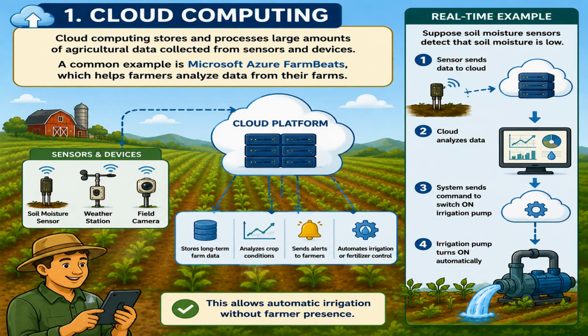Now here on the right side you can see a real-time example where a soil moisture sensor first detects that the soil is too dry. Then the sensor sends information to the cloud. The next step is the cloud analyzes the data and decides that irrigation is needed. Then the system sends a command to switch on the irrigation pump, and finally the pump starts automatically and supplies water to the crops.